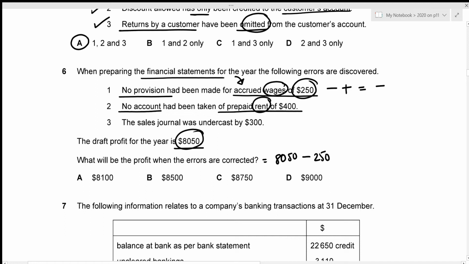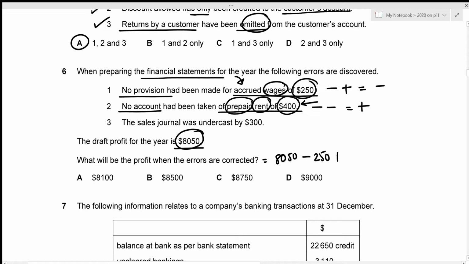Then for the second error, no account had been taken of prepaid rent of 400. This is rent, which is obviously an expense which should be deducted in order to figure out the profit. Then we are talking about prepaid rent. So prepaid rent means that this is an expense of the next period which should not be included in the profit for this year. So we should exclude it. And in order to exclude, we just need to deduct it, right? So that's another negative. And two negatives result in a positive. This just means that we need to add this value of 400 in order to figure out the correct profit.